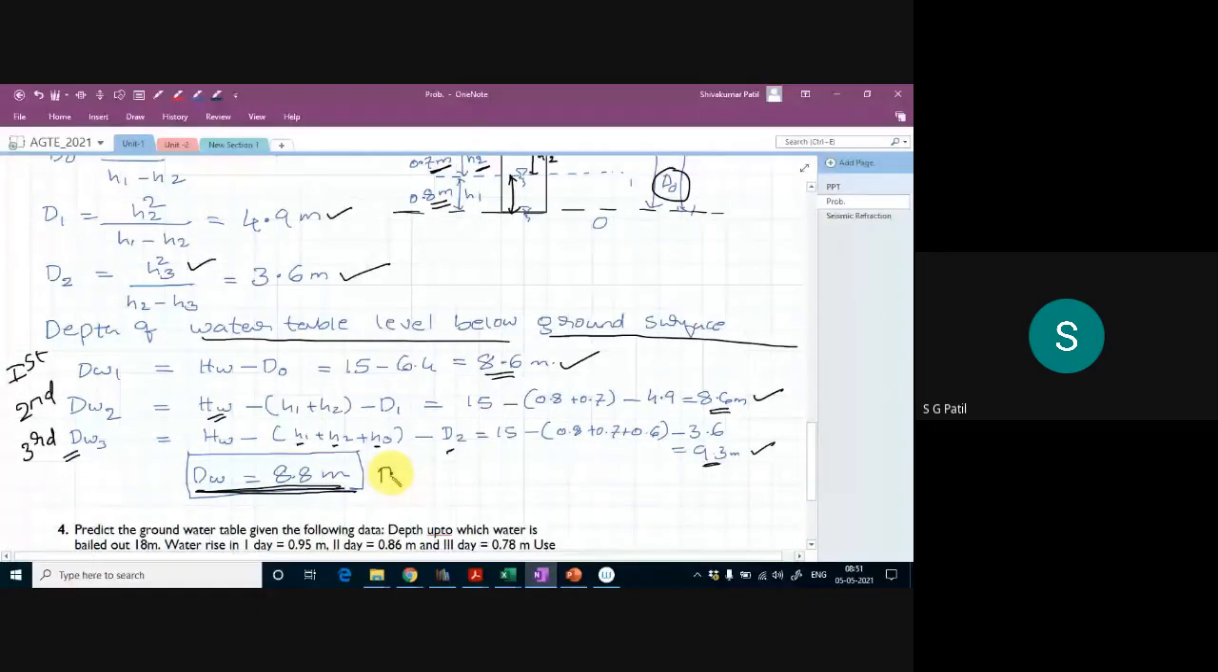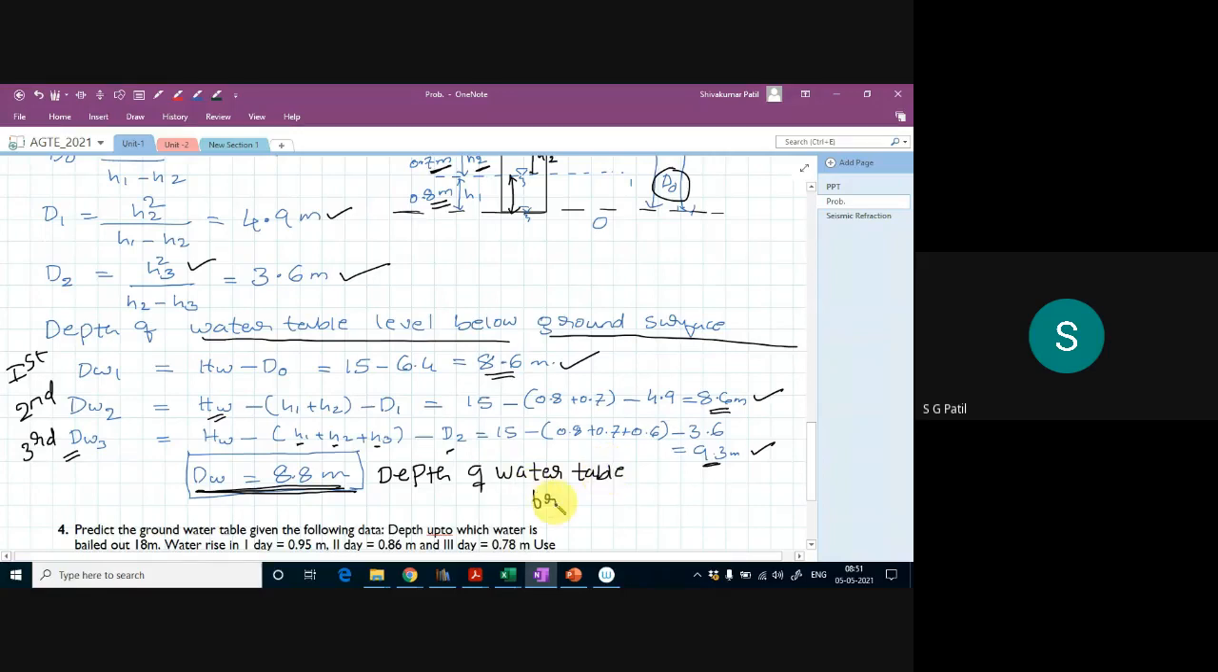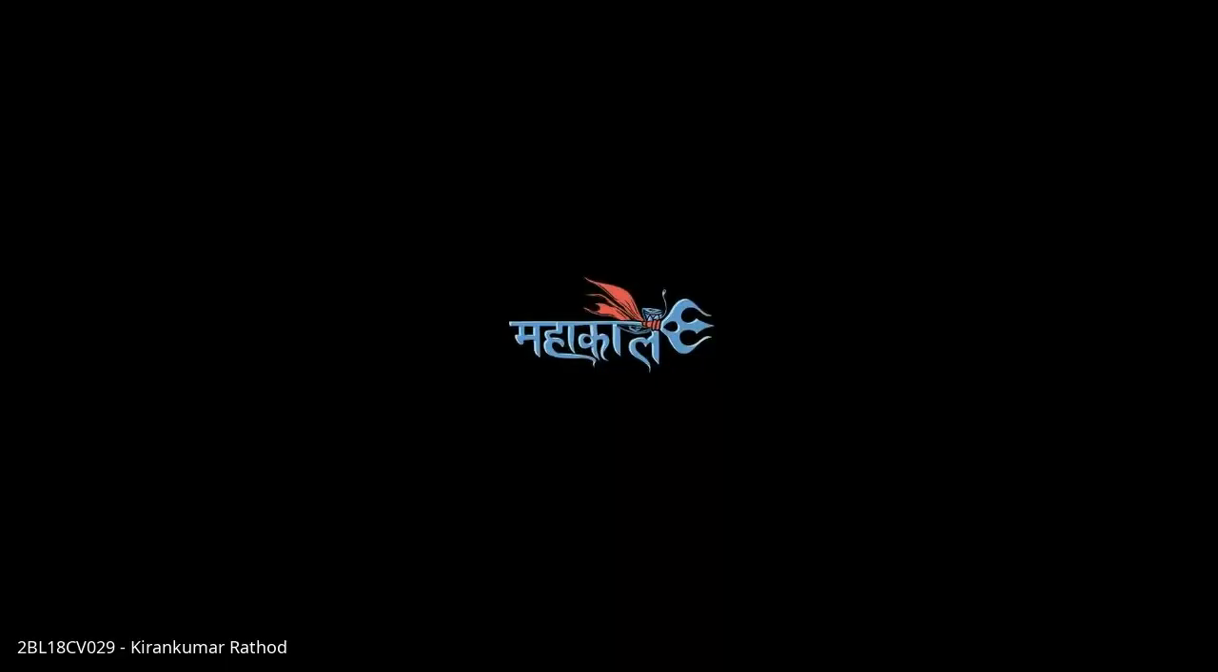Similarly, for DW3, that is the third observation. This is the first observation, second observation. So on the third observation, again on the day of bailout, what was the water table minus the daily increments, minus this D2. What is the groundwater level?